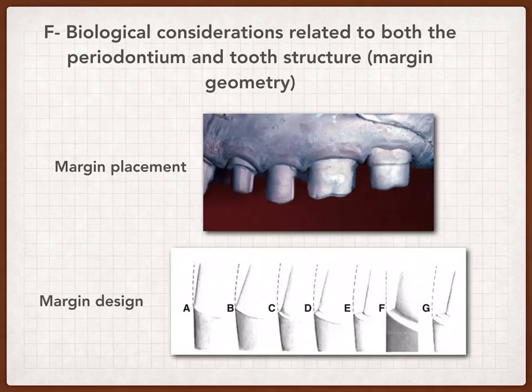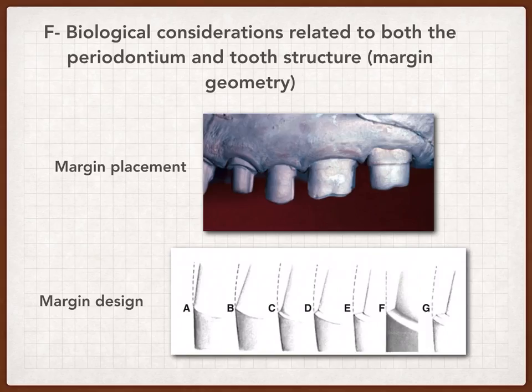Finally, the sixth factors that are considered biologically, which are the biological considerations related to both the periodontium and the tooth structure. In this case, I mean the margin geometry or the finishing line. This thing has two aspects: the margin placement and the margin design.